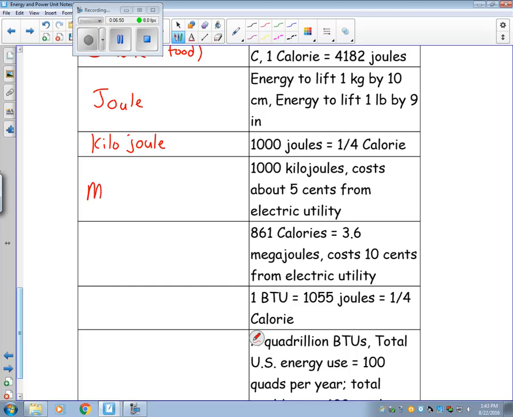Megajoule. The prefix mega means million, so it would be 1,000 kilojoules or 1 million regular joules. It costs about 5 cents from the electric company, 1 megajoule. Kilowatt hour. A kilowatt hour is 861 calories, so right around 1,000 food calories. It's 3.6 megajoules, and it costs 10 cents from the electric company.